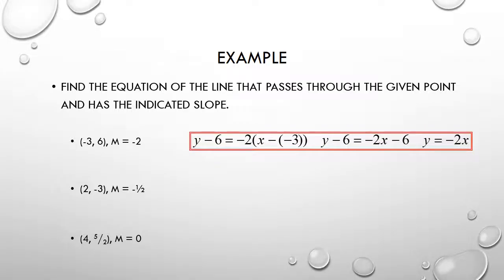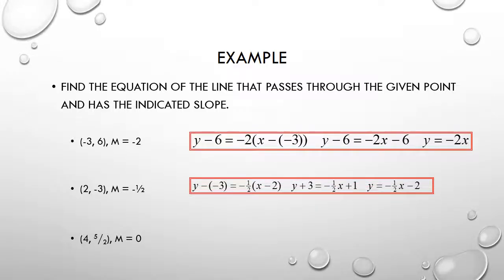Yeah, first equation, as you could tell, we did y minus 6 equals negative 2, x minus negative 3. We then distributed the negative 2, and y minus 6 equals negative 2x minus 6, and then added the 6 to both sides, and we get y equals negative 2x. For our second equation, we have y minus negative 3 equals negative 1/2 x minus 2, which gives us y plus 3 equals negative 1/2 x plus 1, distributing the 1/2 there. And then finally we have y equals negative 1/2 x minus 2.